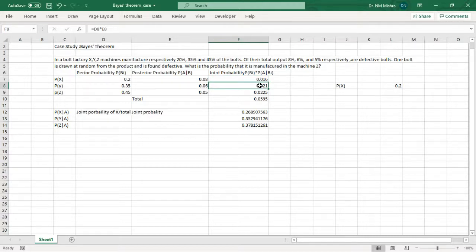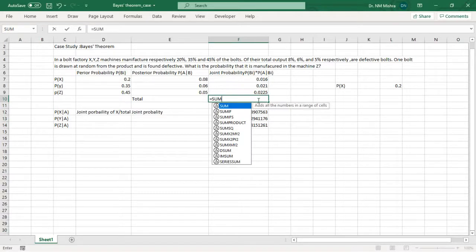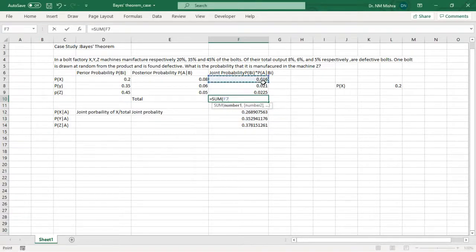Similarly, I added B1 into the posterior probability, B2, and multiplied by the error. So we got it. So what is the total probability? So I added it. I took the sum and added all the joint probability. We got this one.